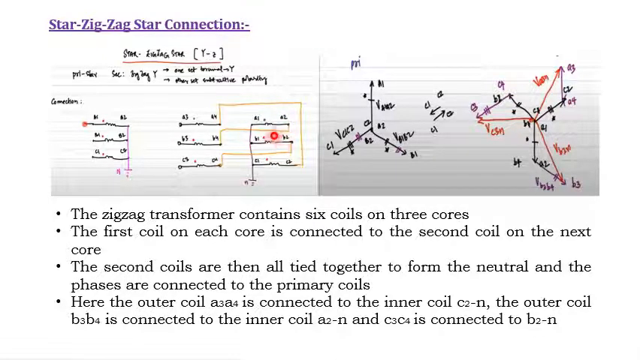These A1, A2, B1, B2, C1, C2 are initially connected in the first set as a star. This star configuration can be connected with the A3, A4, B3, B4, C3, C4 set, and that too in the subtractive polarity. And the phasor diagram is to be drawn. So this is the primary side phasor diagram, and this is the secondary side phasor diagram.